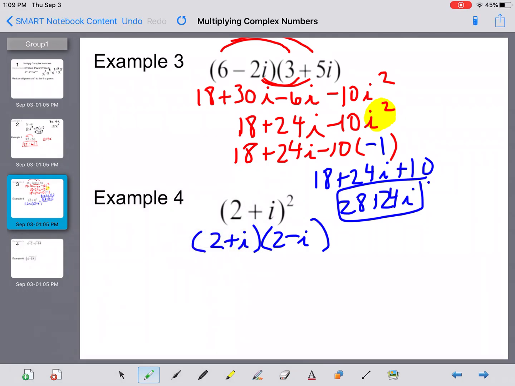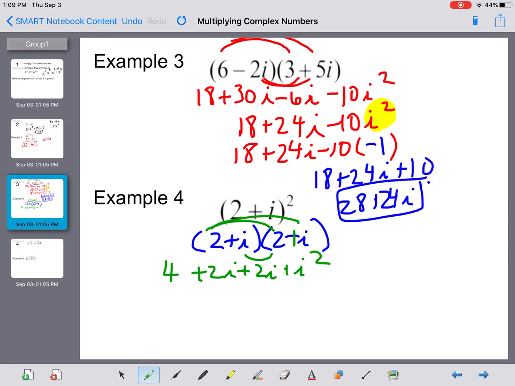So we're going to say 2 times 2 is 4. 2 times negative i is negative 2i. i times 2 is positive 2i. Sorry, that should be a positive. So that should be a positive. So we have positive 2i and then plus i squared.